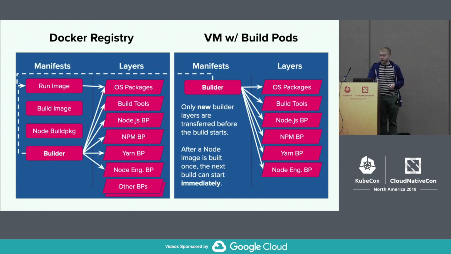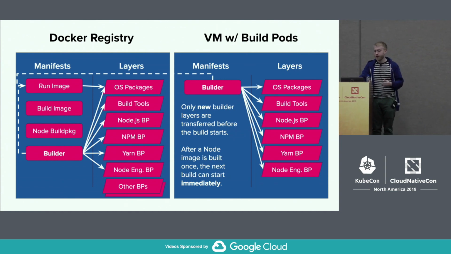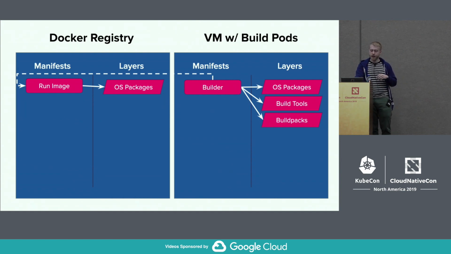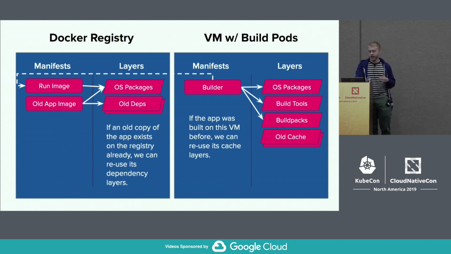And so when we want to do a build, we need to download the builder and the associated layers to the VM that's going to run the pods that do the build. And if a build already happened here that was a Node.js build, that doesn't involve any data transfer because it's already there. The VM is already hydrated with those bits. If the VM is a fresh VM that's never done a Node.js build, you might have to download some of the buildpacks.